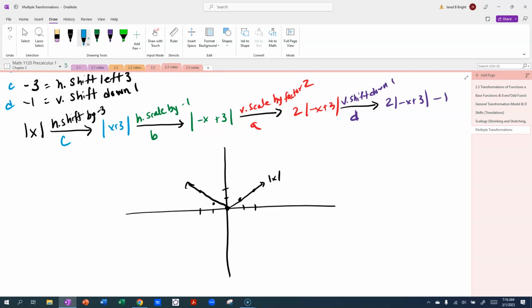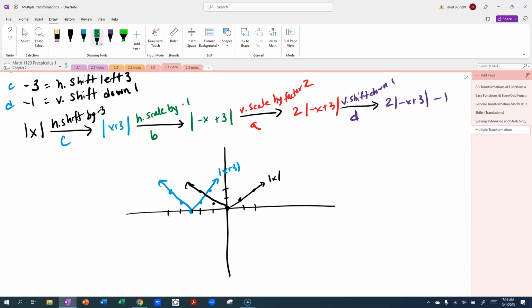So now it says shift left by 3. So let's just take each of the points, and I need to go 3 units to the left for each of them. So let's see, take this point, move it 1, 2, 3 over there, 1, 2, 3 over here, there, and there and there. Let me just confirm. Yep. So we get something that looks like this. So this is the absolute value of x plus 3.